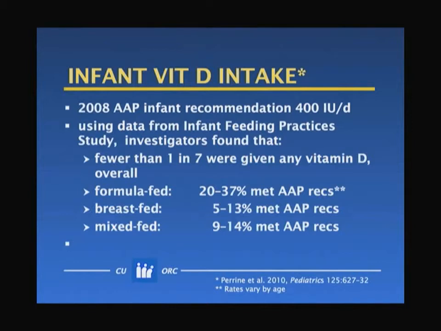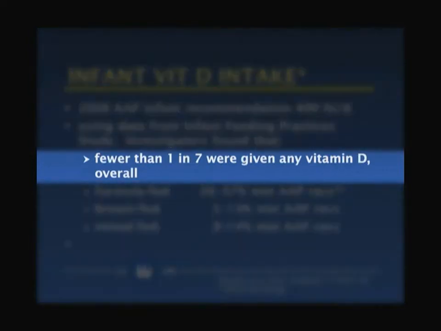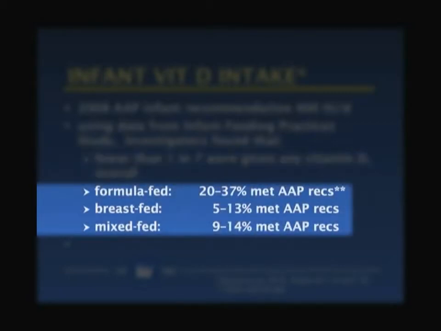And what I'm sharing with you today is the results from a paper that was just published this month in the journal Pediatrics that noted that fewer than 1 in 7 children in the first year of life were given any vitamin D at all. And those who were formula fed did best, not because formula is better than breast milk, but because formula contains some vitamin D. And depending upon the age of the child, from 20 to 37% met the AAP recommendations. Breastfed babies, 5 to 13%, mixed-fed, 9 to 14%. In brief, the vast majority are simply not getting what it is we're talking about.